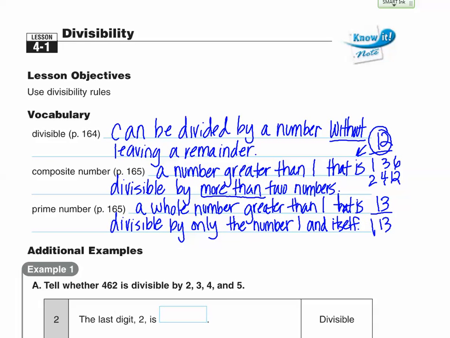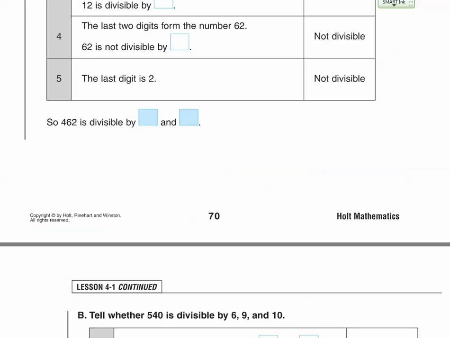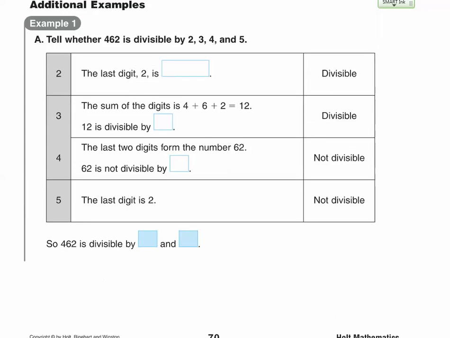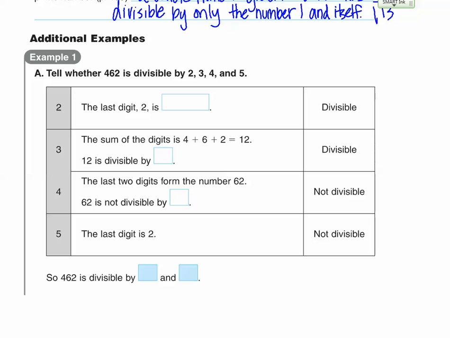Having some troubles here with the screen. Here we go. So example 1, we're going to look at these divisibility rules. There's rules that we're going to learn for the number 2, 3, 4, 5, 6, 9, and 10. And we're going to make a note card of these, so no worries, but let's go ahead and fill this in. The first divisibility rule is for the number 2.